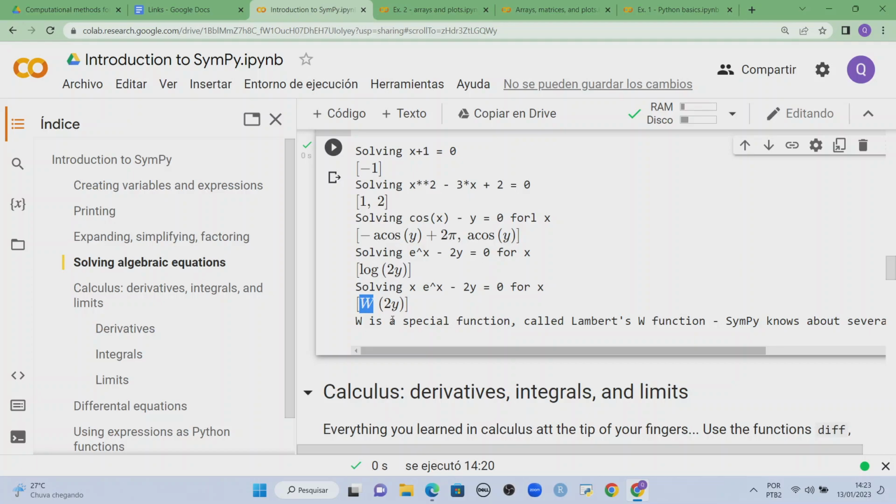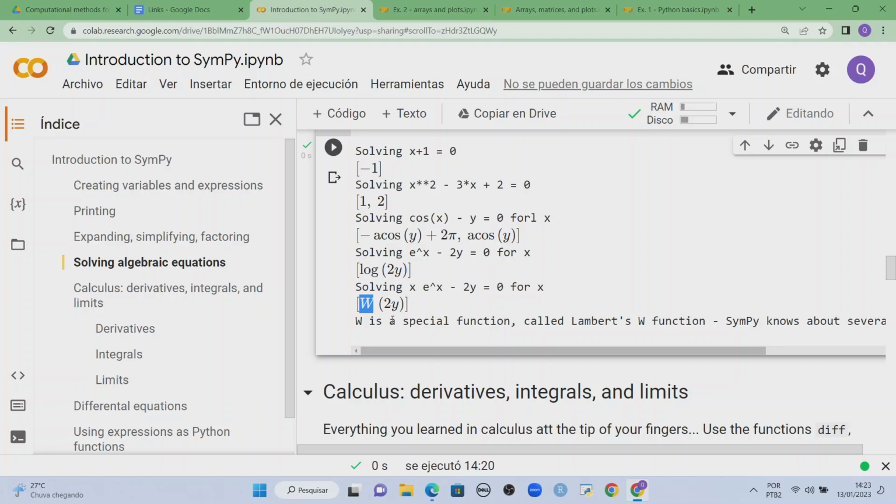Yes? Is there a way to solve an equation for a given range of x, so you can look for solutions in the range you want? Not directly from solve. Usually you have to look at the solutions and check if they're in the range you want. So there's no way to directly restrict the range.